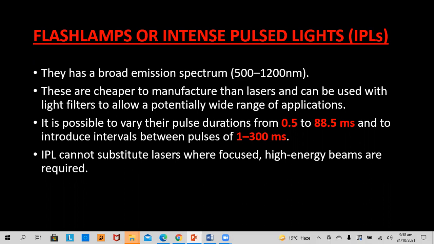It is possible to vary their pulse duration from 0.5 to 88.5 milliseconds. This wide range of pulse duration also helps in increasing the range of these IPLs, and to introduce an interval between the pulses of 1 to 300 milliseconds. This interval helps in protecting the epidermis from getting damaged. IPLs are not a substitute to laser where focused high energy beams are required, but otherwise they are a good alternate to laser therapy.